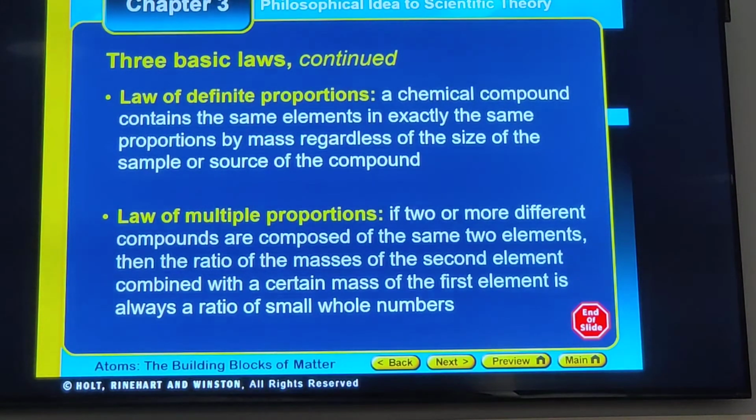This is a ratio of 1 to 2. Okay? It won't be fractional, you know, like 1.6 to 3.8 or something like that. It'll be, as it says there, small whole numbers.